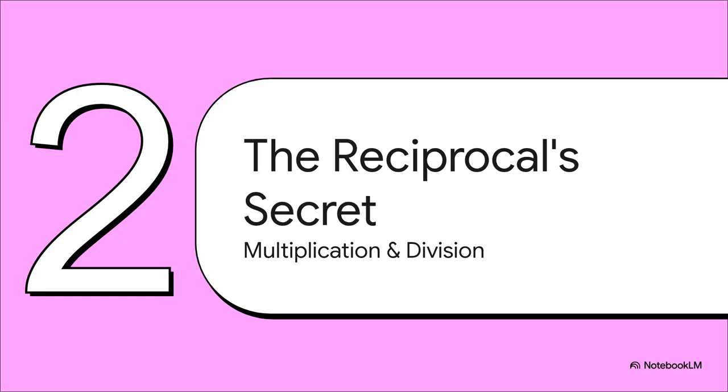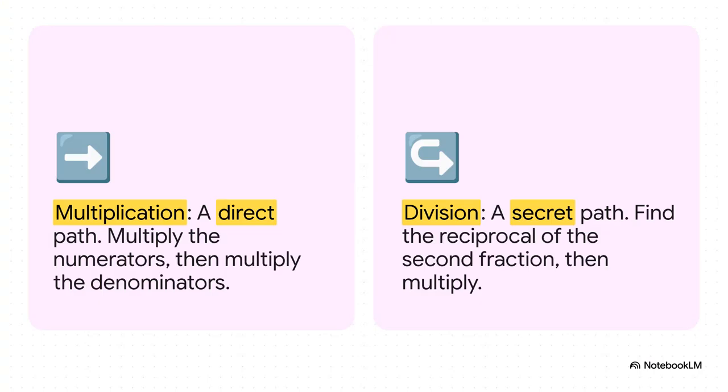All right, addition and subtraction are in the bag. Let's move on to the next piece of our puzzle: multiplication and division. Now, multiplication is pretty straightforward, but division has a really cool secret weapon. You've got this really interesting contrast here. With multiplication, it's just a direct route. You literally multiply straight across. Top times top, bottom times bottom. Super easy. But division takes this clever little detour, a secret path that uses a special trick called the reciprocal.